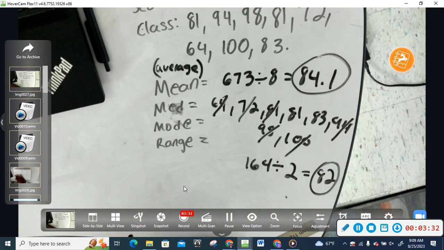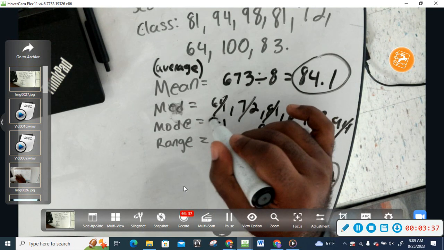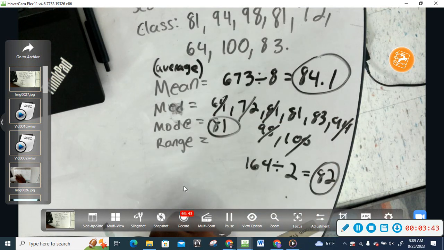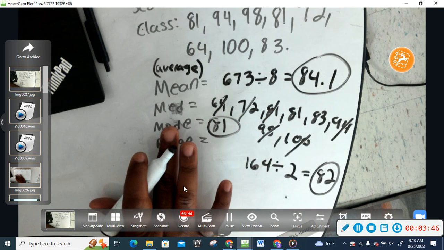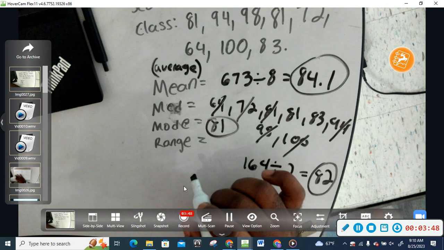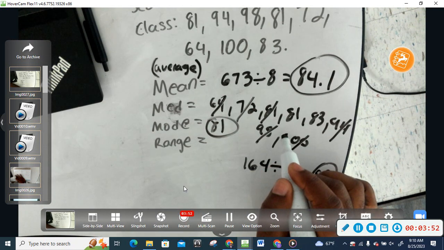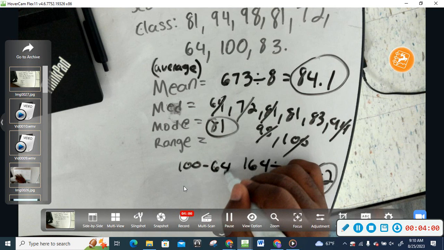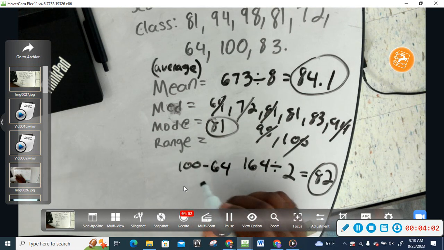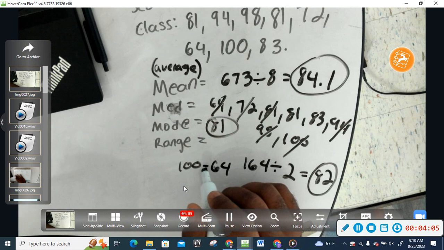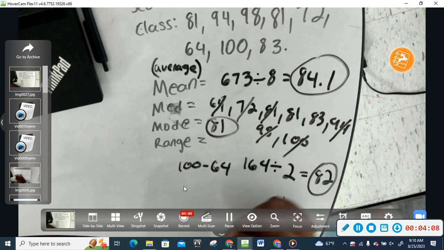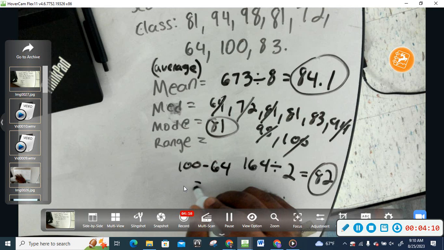Mode. Most often, which number happens the most? Good. 81. There's my mode. And then the range: the difference between the lowest and highest values. So what am I going to type in the calculator? Highest number was what? 100. Minus 64. There we go. And we should get 36. There you go. Equals 36.